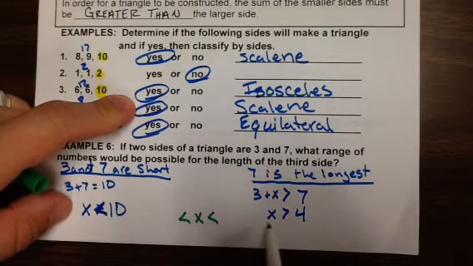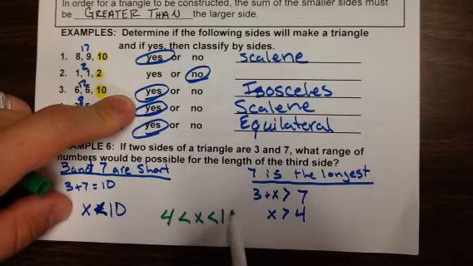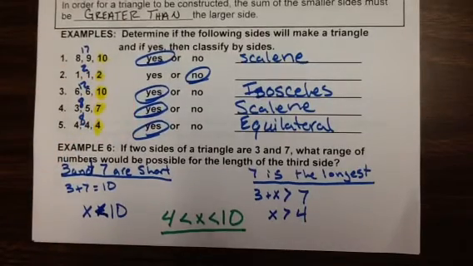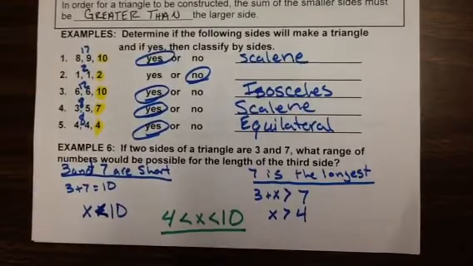So, x could be any number greater than 4, and x could be any number less than 10. And this is considered a range of numbers. 4 is the smallest number that would not work. Now if I did 4.1, it would. 10 is the largest number that would not work. If I did 9.9, it would work. So any number between 4 and 10 on a number line would be possible solutions for this triangle.